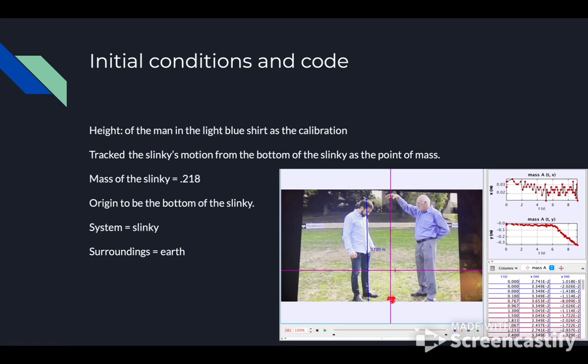So for the initial conditions of the code, the height is the man in the light blue shirt as the calibration stick, and then I tracked the slinky's motion from the bottom of the slinky as the point of mass, and the mass of the slinky was 0.218 grams, and the origin of the plane to be the bottom of the slinky. The slinky is the system, and the surroundings is the Earth.